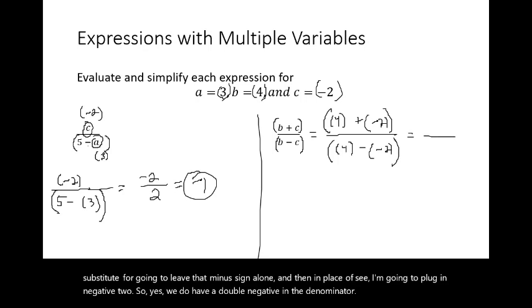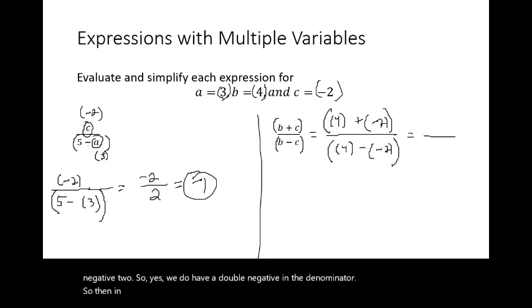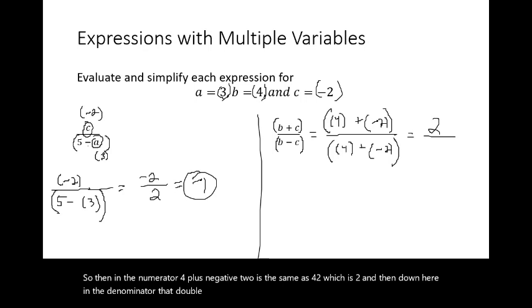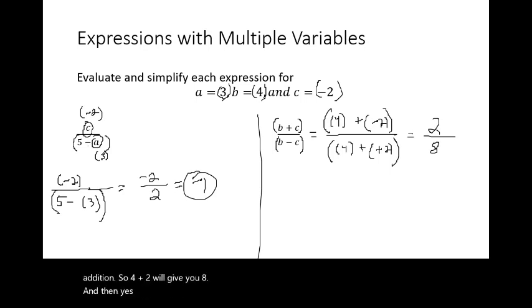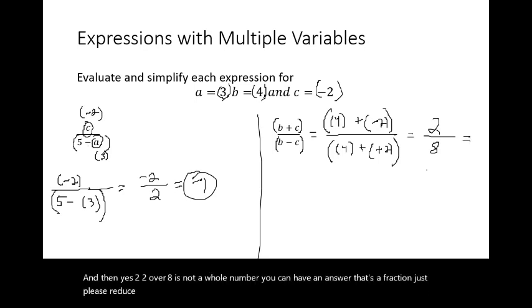So then in the numerator, 4 plus negative 2 is the same as 4 minus 2, which is 2. And then down here in the denominator, that double negative, that minus negative 2, you can change that to addition. So 4 plus 2 will give you 8. And then yes, 2 over 8 is not a whole number. You can have an answer that's a fraction. Just please reduce it. 2 over 8 does reduce to 1 over 4, and then 1 over 4 is going to be your final answer.